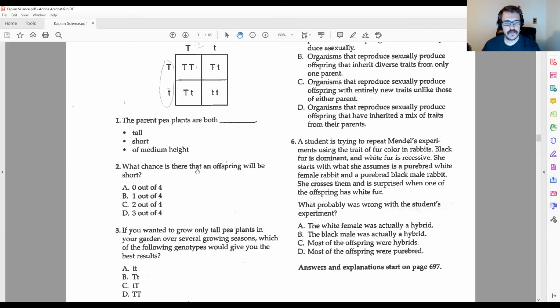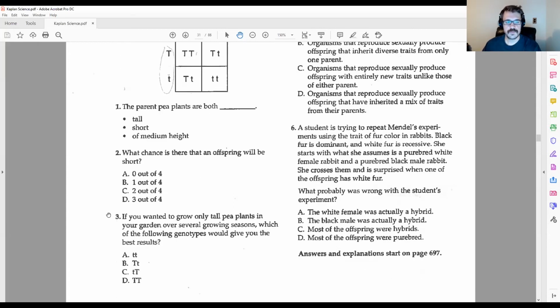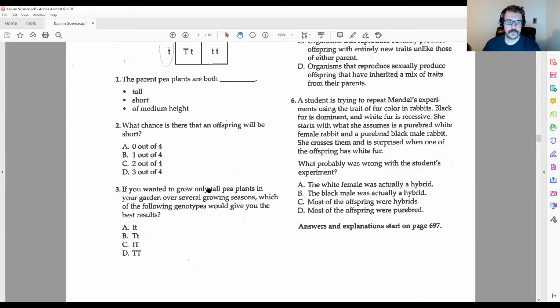What chance is there that an offspring will be short? Okay, so we're looking at this and we remember that only an offspring that has all recessive genes will actually show the recessive gene, because if there's any dominant genes at all, the dominant thing is going to show. So in three of these boxes, there's at least one capital T, which means that's the dominant tall gene. In this box right here, there are two small t's, which is the recessive short gene, which means that in this one box, you're going to have a short pea plant, which means B is the answer, 1 out of 4.